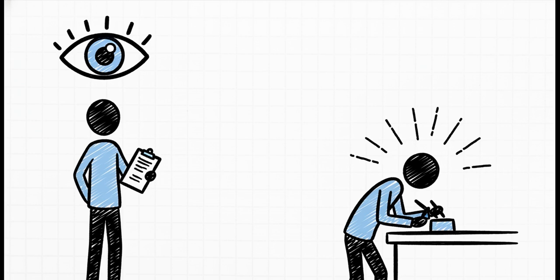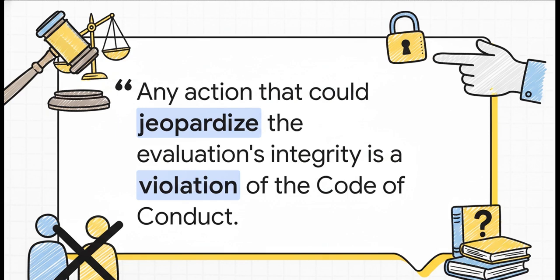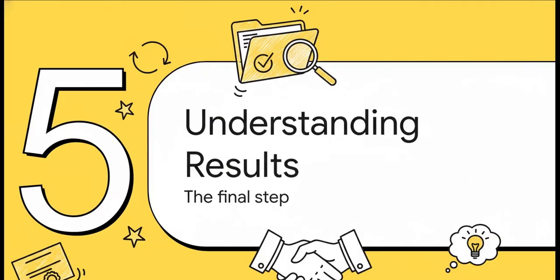This brings us to the Code of Conduct, which, and I can't stress this enough, is taken very, very seriously. This quote right from the handbook makes it crystal clear why. The entire process hinges on integrity and fairness. So any action that could compromise that, I'm talking trying to communicate with others, using unauthorized materials, is a really serious violation. So after the evaluation is all done, the final step is getting and understanding your results.